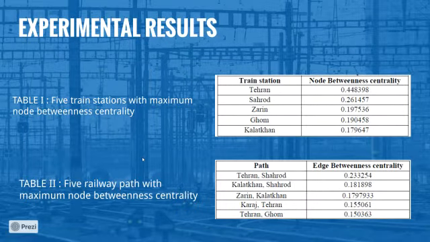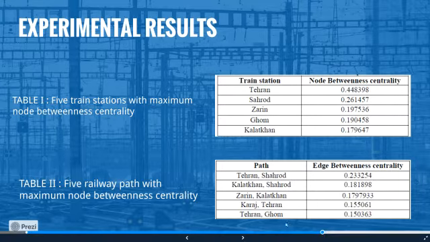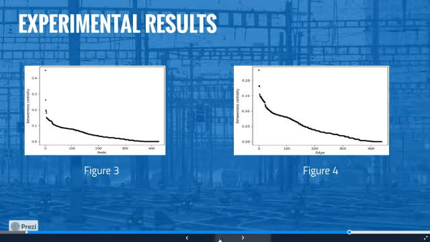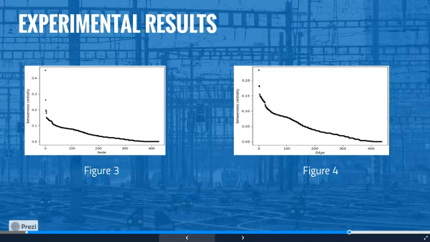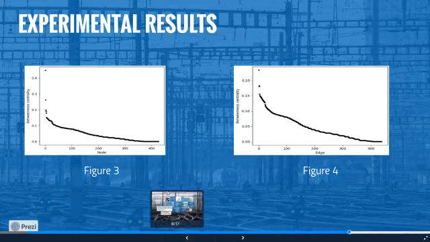Table 1 shows the 5 train stations with the maximum node betweenness centrality, and Table 2 shows the 5 railway paths with maximum edge betweenness centrality. As shown in figures 3 and 4, the distribution diagram of nodes and edge betweenness centrality also follows the power law family.